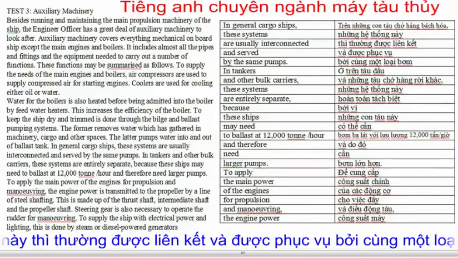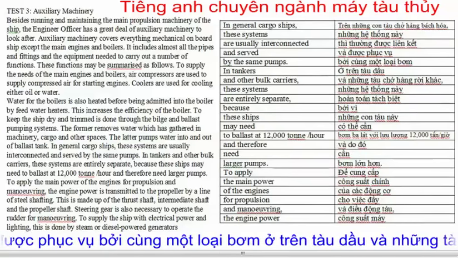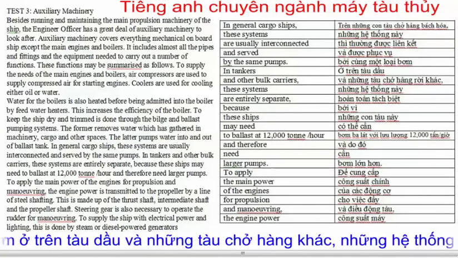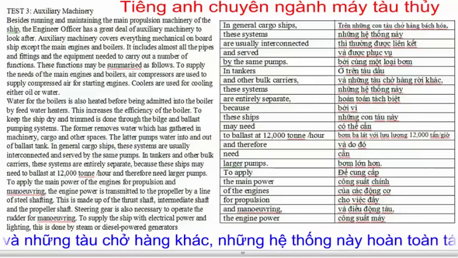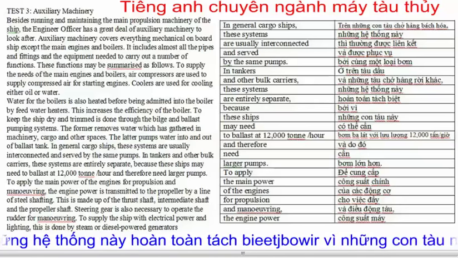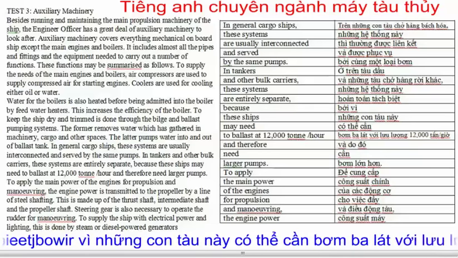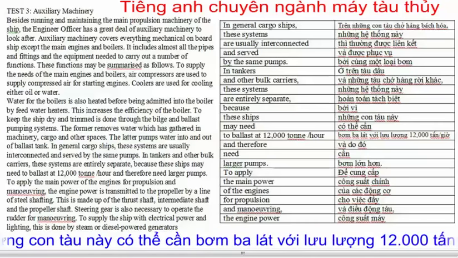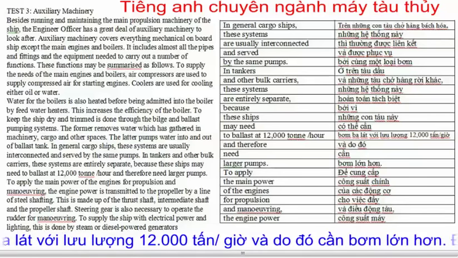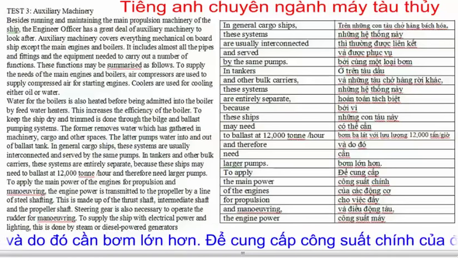In general cargo ships, these systems are usually interconnected and served by the same pumps. In tankers and other bulk carriers, these systems are entirely separate, because these ships may need to ballast at 12,000 tons per hour, and therefore need larger pumps.